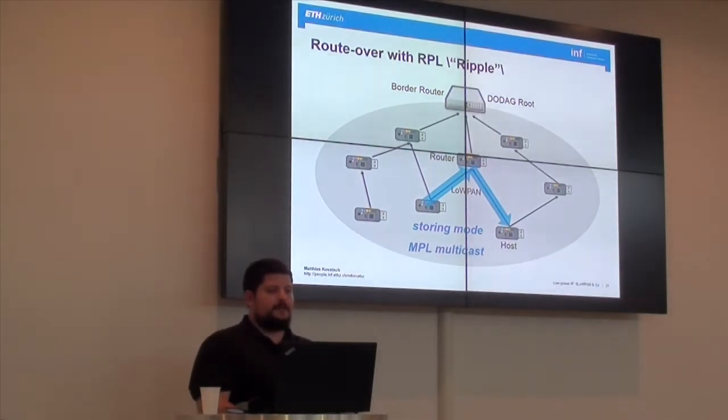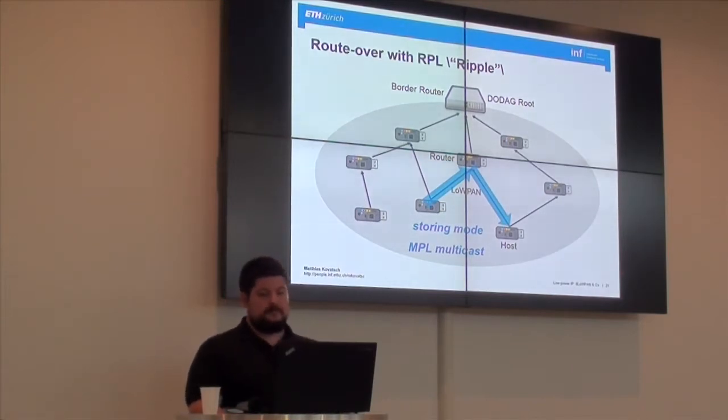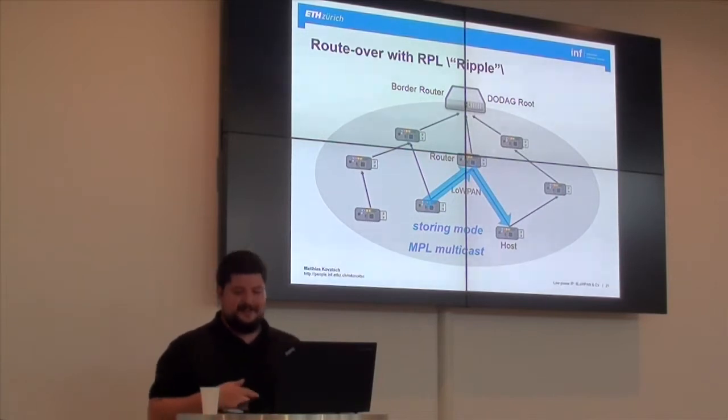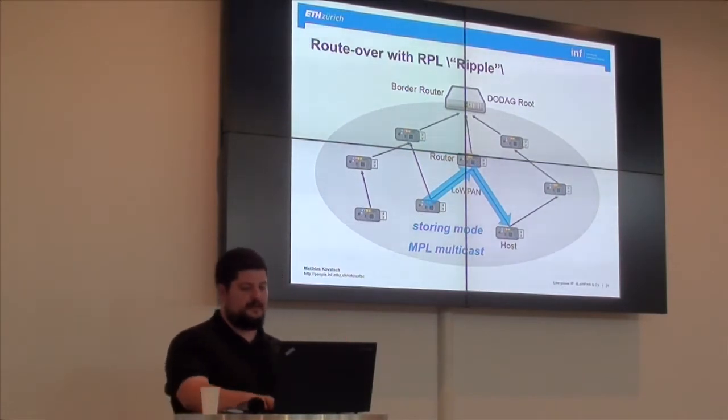And this is also important if you want to implement multicast. There's this storing mode for RPL. It's a multicast protocol for low power and lossy networks. And yeah, just to deduplicate, otherwise you end up with a full flush to every node, so it would be a broadcast if you don't have this information in the intermediary nodes.